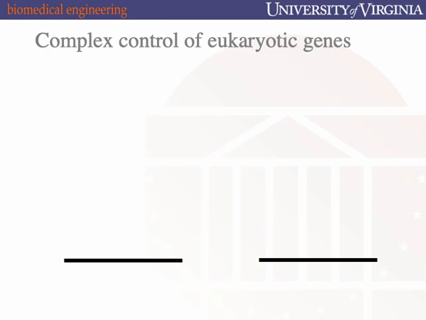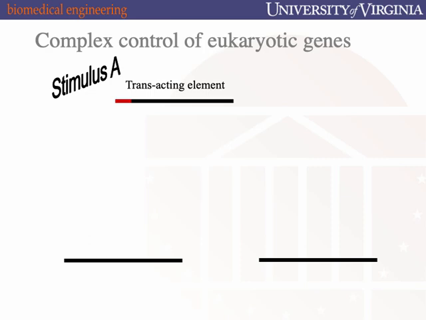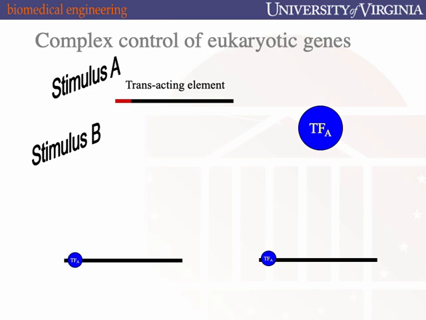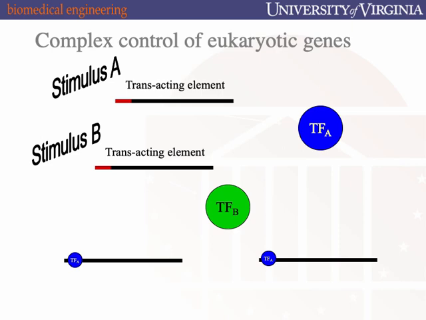Let's do a cartoon example of eukaryotic gene regulation, say in response to two stimuli. Stimulus A induces a trans-acting factor, so you have a transcription factor A. And now there are two genes that have consensus sequences in their promoters that are recognized and bound by transcription factor A, both of them. But in response to stimulus B, there's another trans-acting element that gets transcribed, making another transcription factor. But only one of these two gene sequences has a DNA consensus sequence that's recognized by transcription factor B.